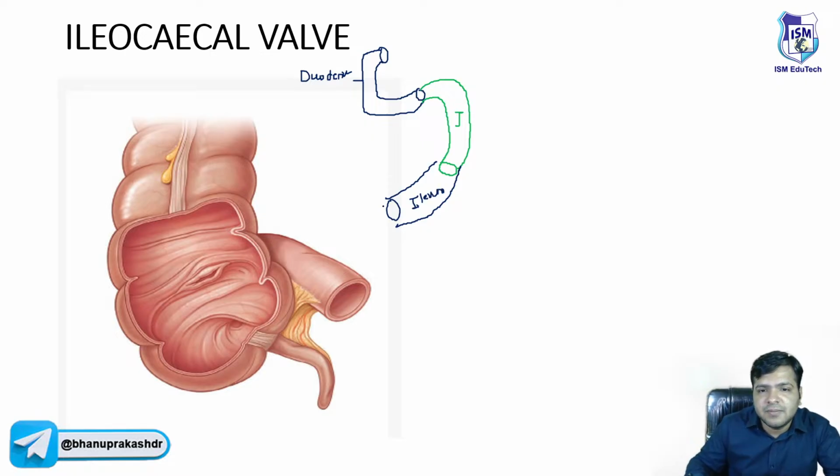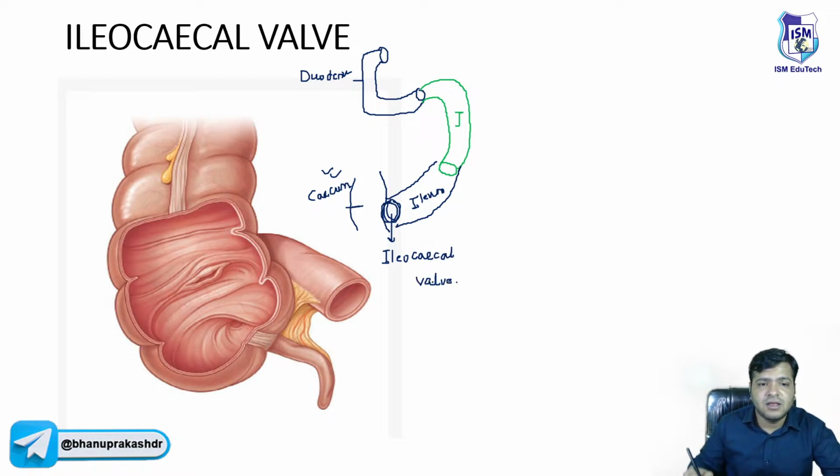Okay, and this ileum will open into a structure that is called the cecum. So this ileum will continue into the part of the large intestine, that is the cecum, and obviously you know that there will be a valve between the ileum and the cecum, and that is called the ileocecal valve.